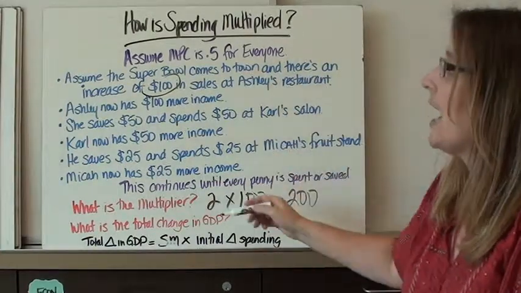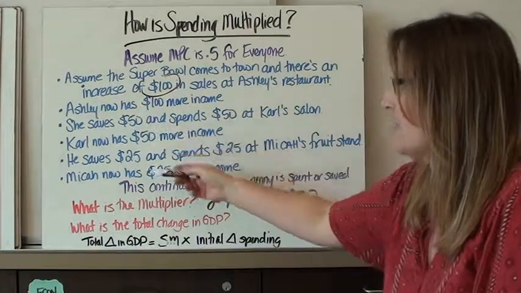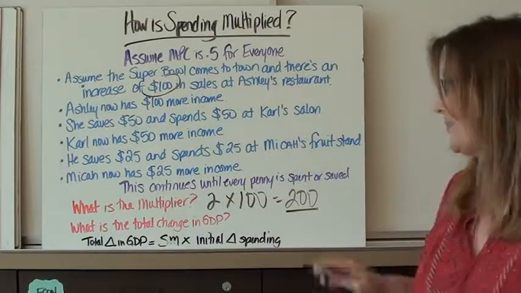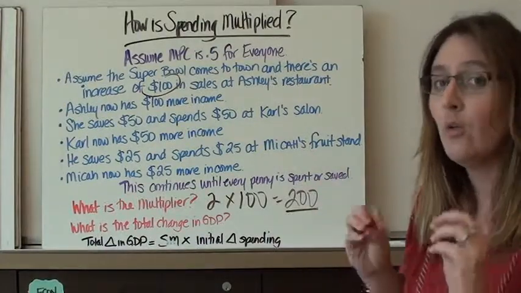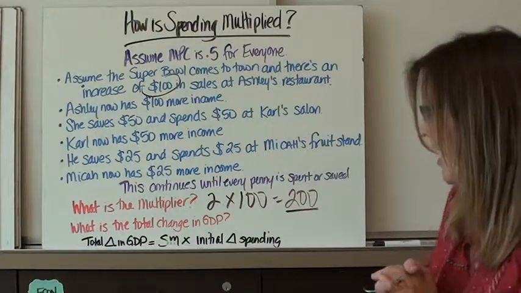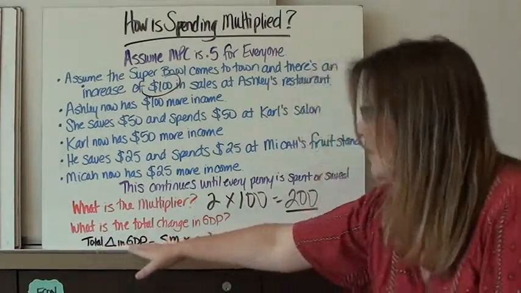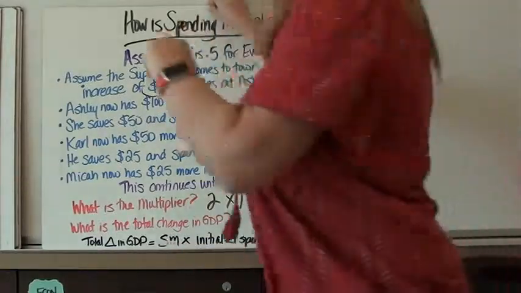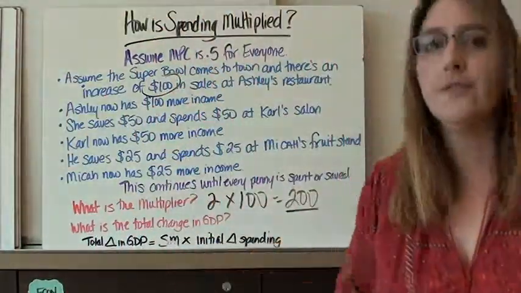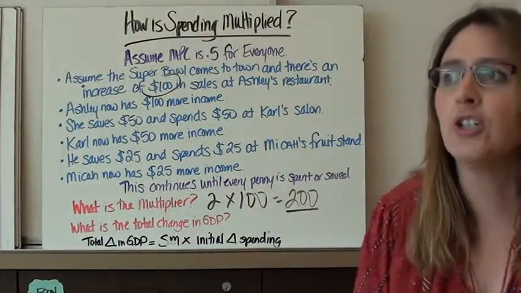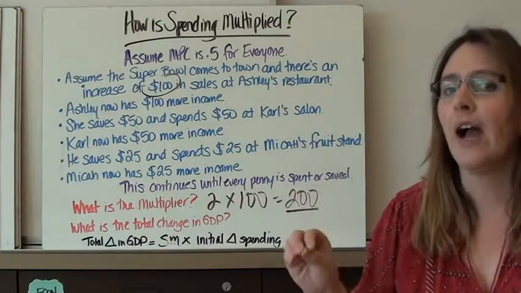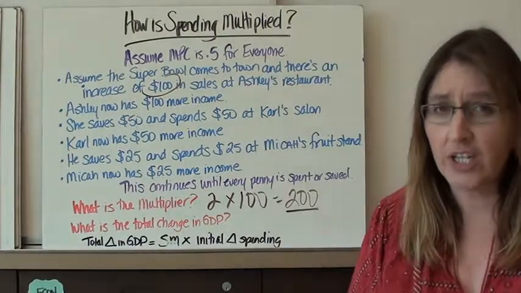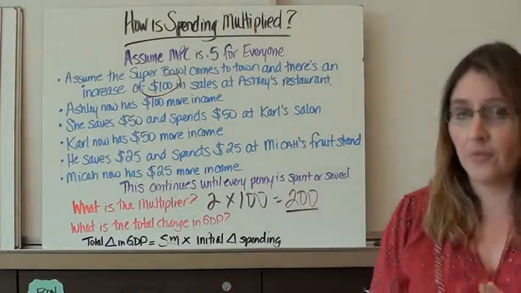So if we kept going and adding all this money up, 100 plus 50 plus 25 plus 12.50 plus all the way down, it's going to get us to $200. And then we don't have to do all that extra adding. We can just use the multiplier to figure it out. And again, the formula, total change in GDP is the spending multiplier times the initial change in spending. All right. That is it for the multiplier effect. And again, the multiplier is just a tool we use to figure out how much spending will change after that initial change in spending. So, that's it.